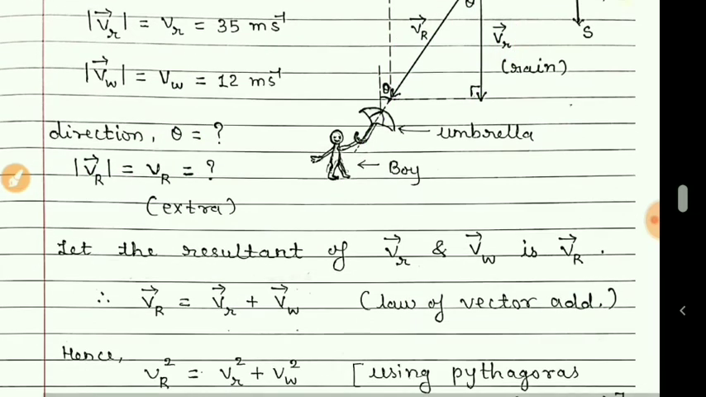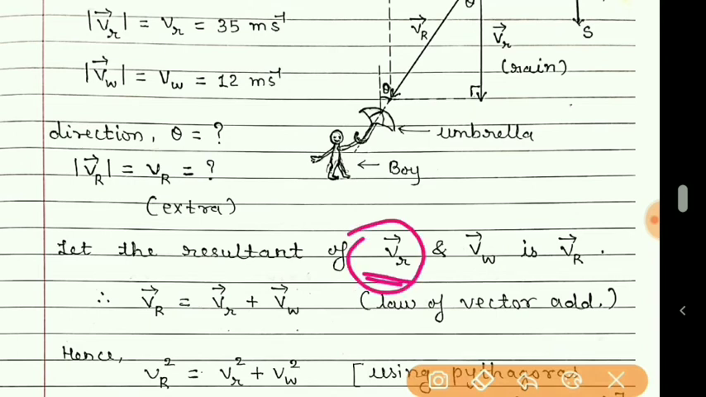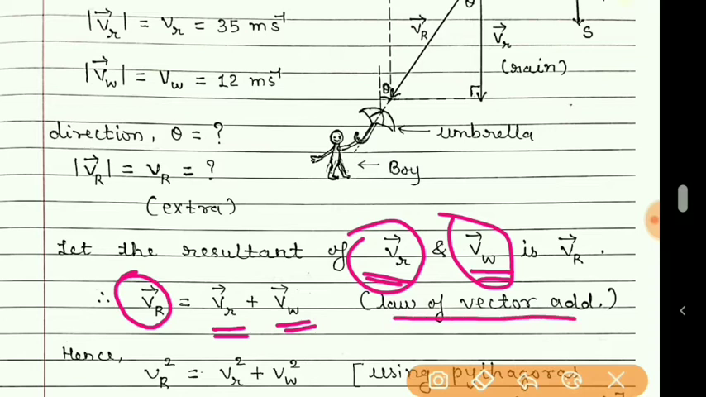We know that velocity of rain is a vector quantity. Velocity of wind is also a vector quantity, and the resultant effect, that is the addition of velocity of rain as well as velocity of wind, will give you the resultant velocity denoted by V capital R in vector form, and that we have studied according to the law of vector addition.